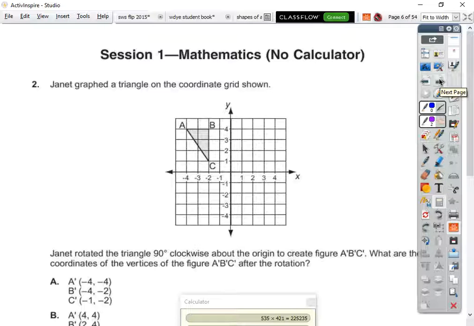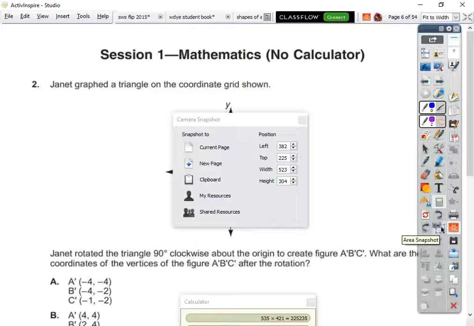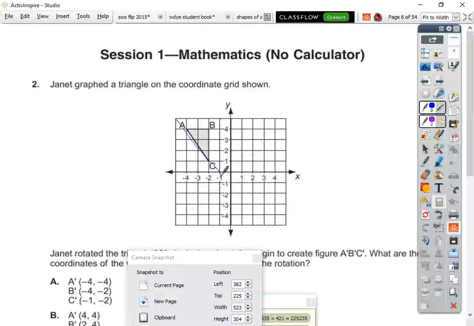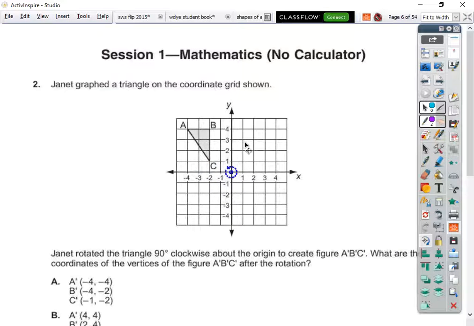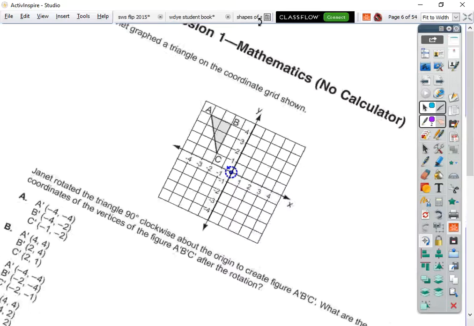Question 2. Janet graphed a triangle on the coordinate grid shown. She then rotated the triangle 90 degrees clockwise. Now the easiest way to deal with these types of problems, oh, it's not going to let me do that. Oh well, I'll just rotate the whole page. The easiest way to deal with this problem is to rotate your paper about the origin clockwise. And so I'm going to go ahead and do that. Rotate it 90 degrees clockwise.